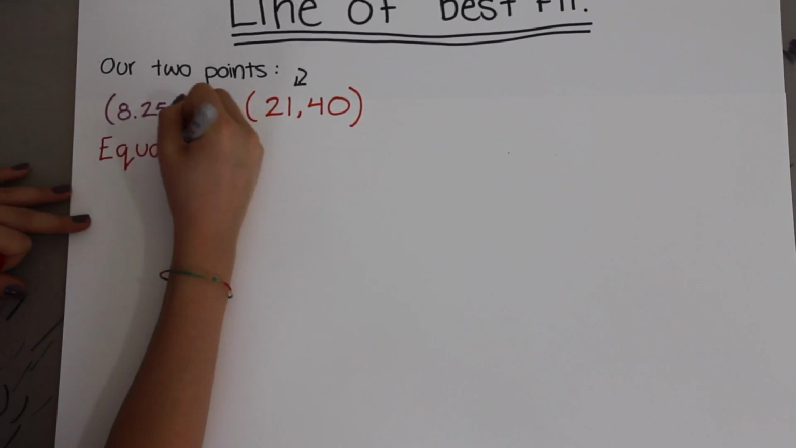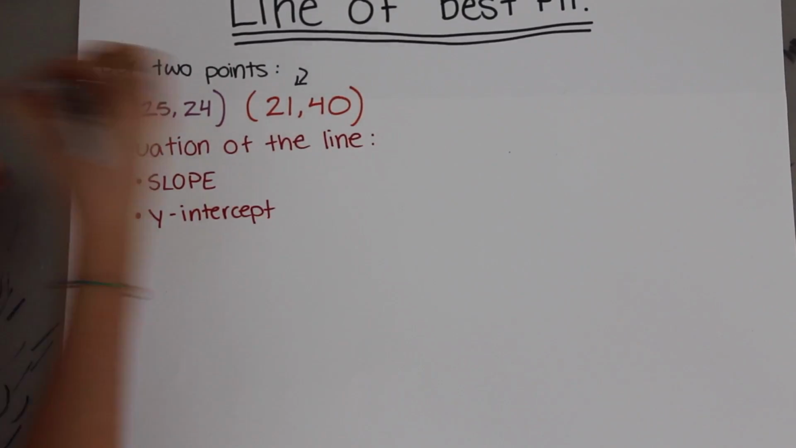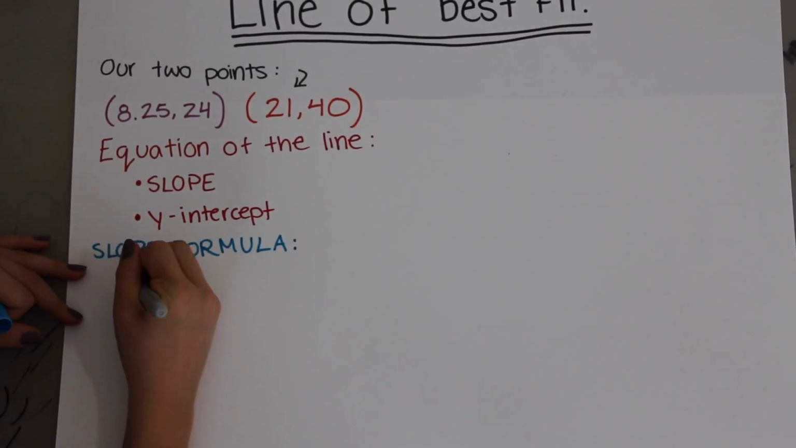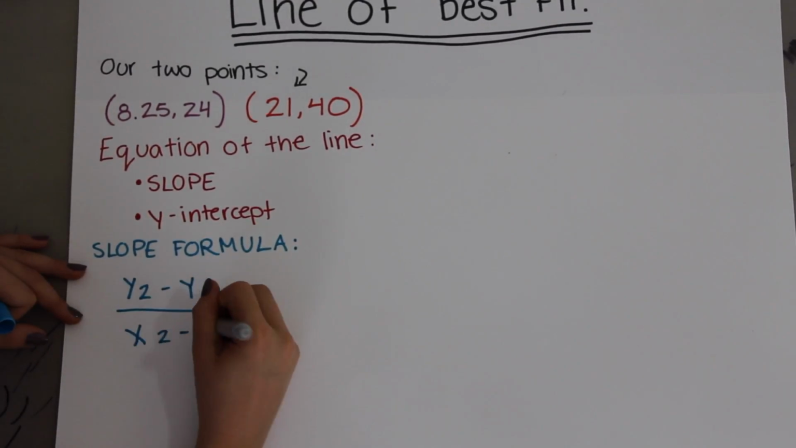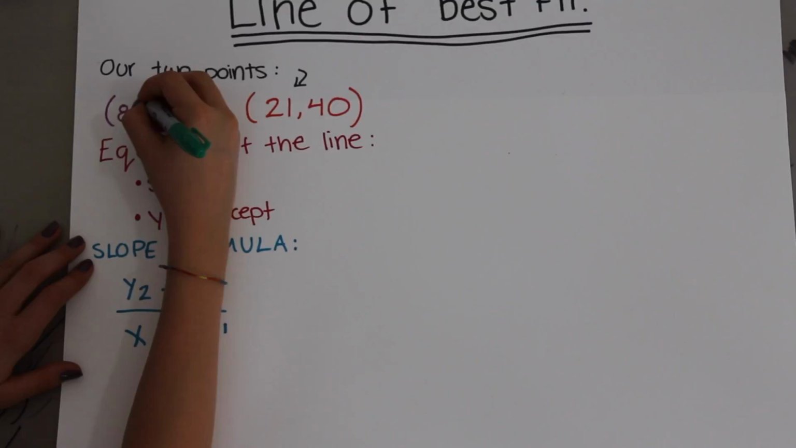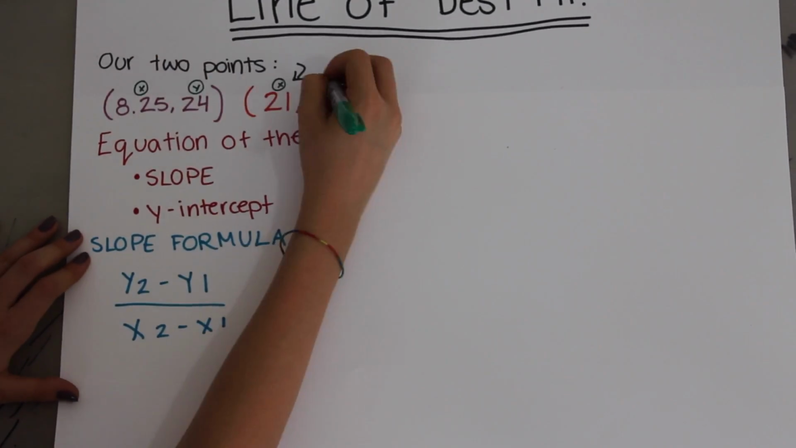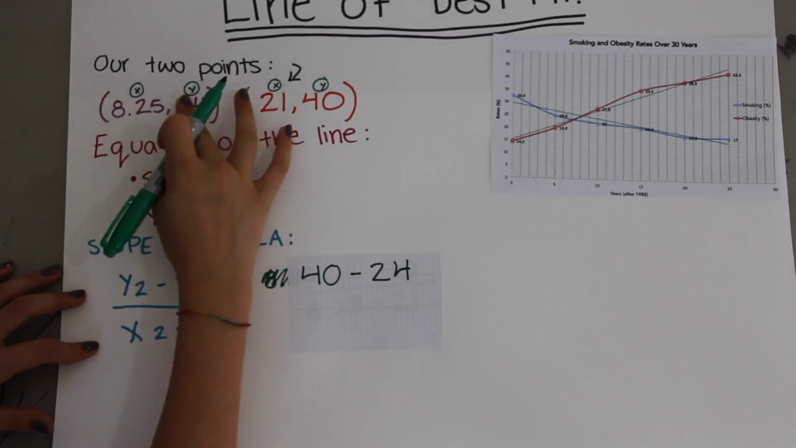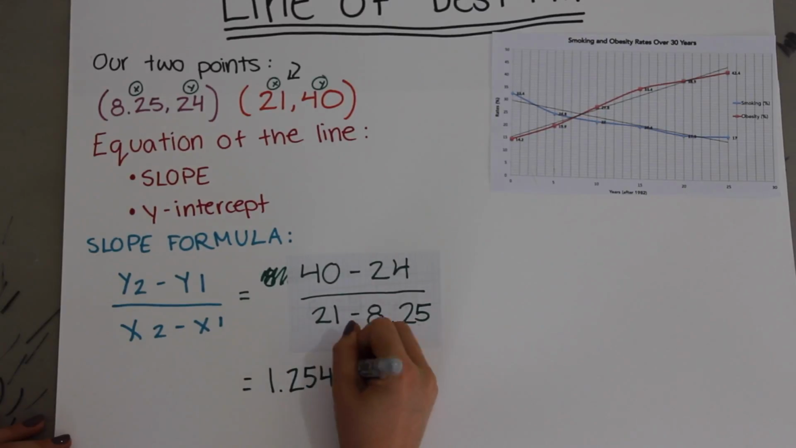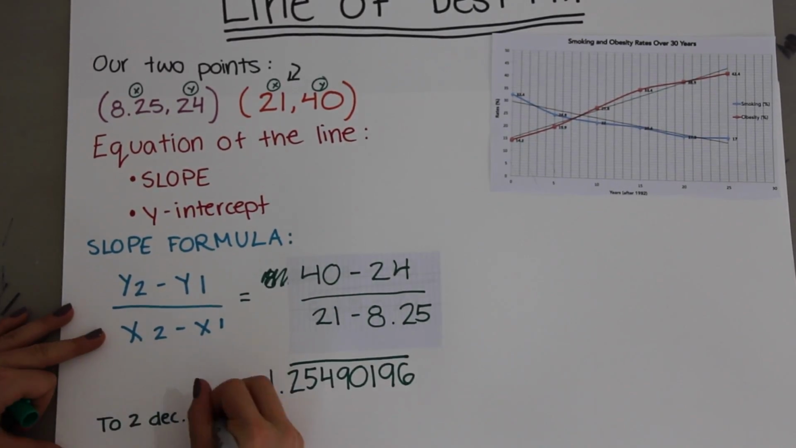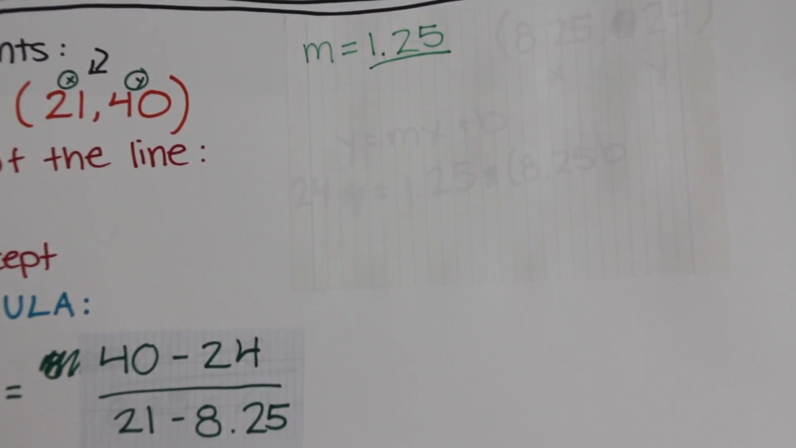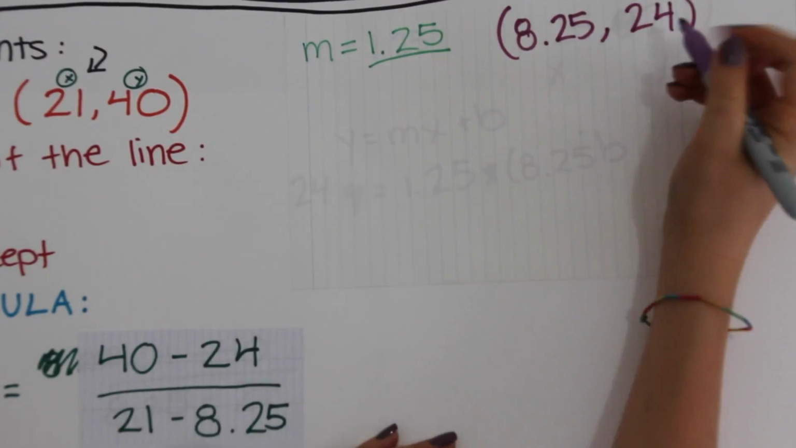To find the equation of the line, we're going to need to find the slope and the y-intercept. First, to find the slope, we'll use the slope formula with the 2 points that we just picked. To make this easier, label the points with the x and y coordinates. Once you have substituted your points into the formula, calculate the slope to 2 decimal places. Now we have our slope of m equals 1.25.